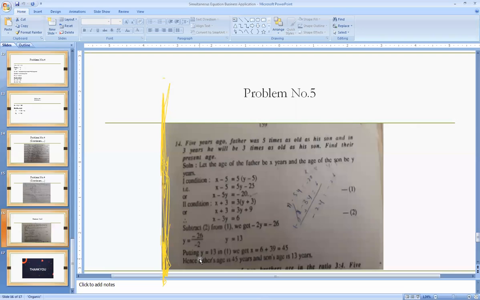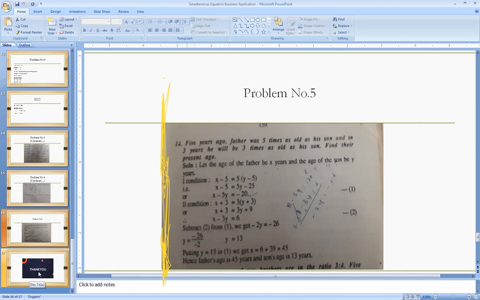Here we have to substitute the value of y in any one of the equations to calculate the value of x. After substituting, the value of x becomes 45. Therefore, whatever assumption we made, y is for the son and x for the father. The age of the father is 45 years and the age of the son is 13 years. So this is how we can calculate the ages of father and son, given for two variables.